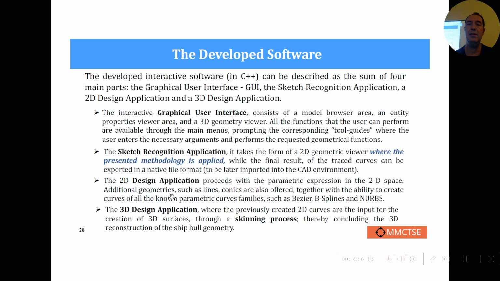Then we have a 2D design where from the digitization of lines that we got proceeds with parametric expressions of the 2D curves in the 2D space. Additional geometry such as lines and conics are offered as an option. And then finally we have the final module, which is a 3D design application where from the 2D input we can create 3D images through a skinning process, concluding the reconstruction of the ship hull geometry. So this is the general idea. Our work fits in this second step.